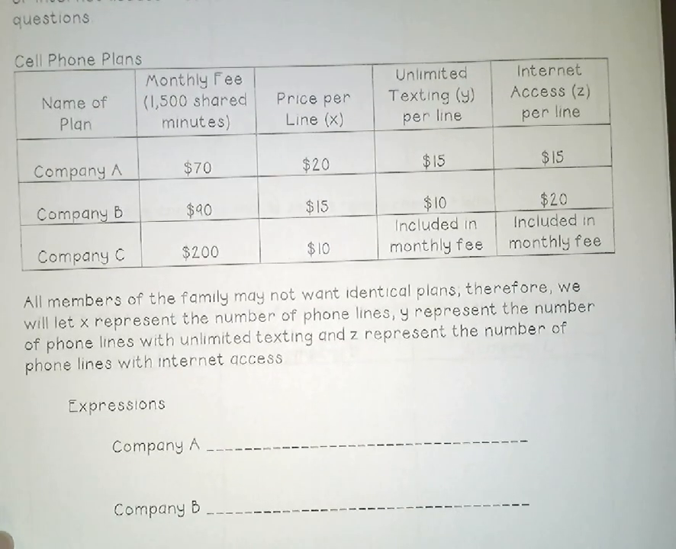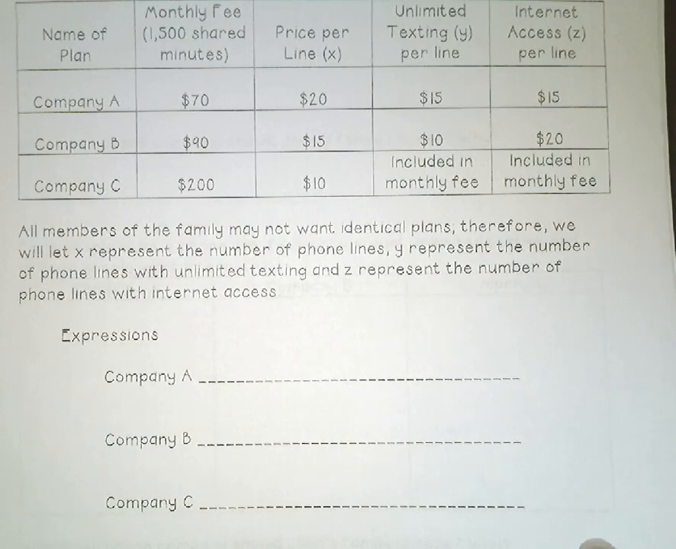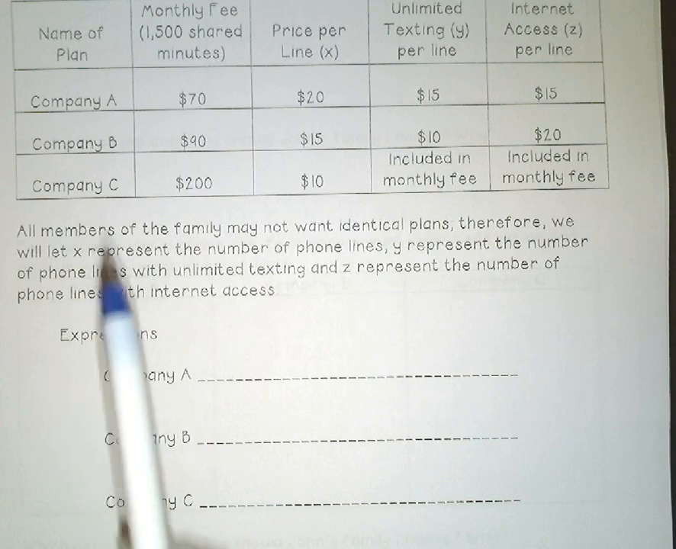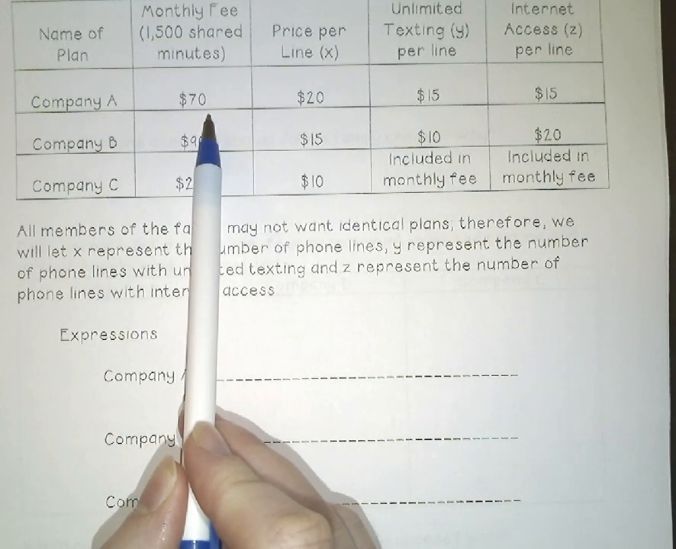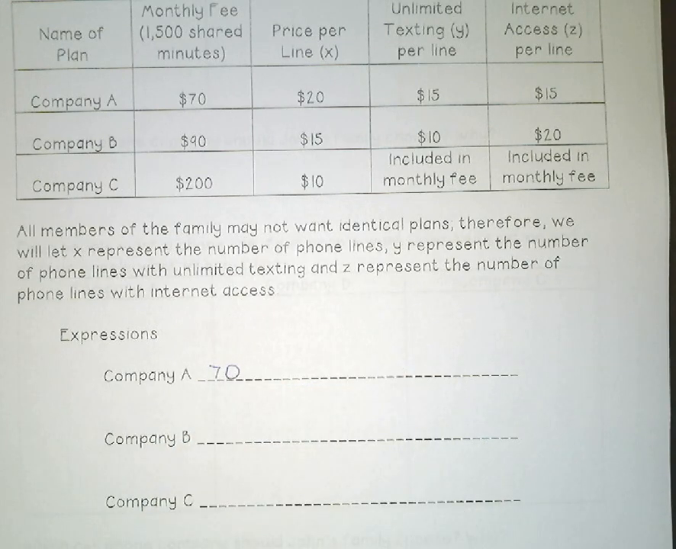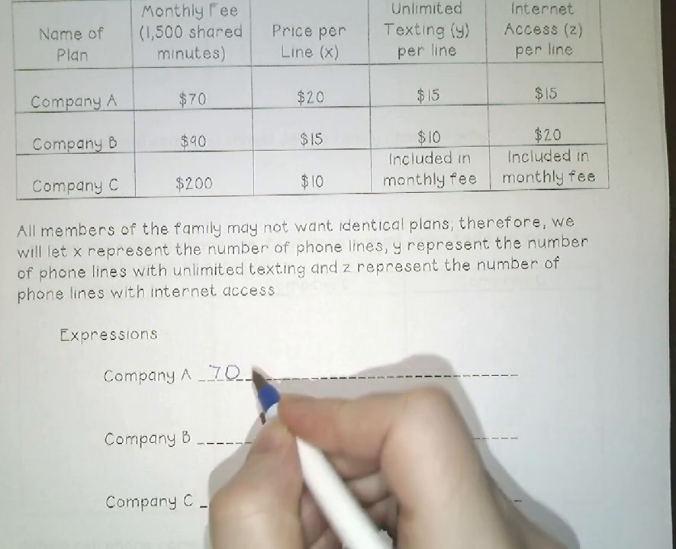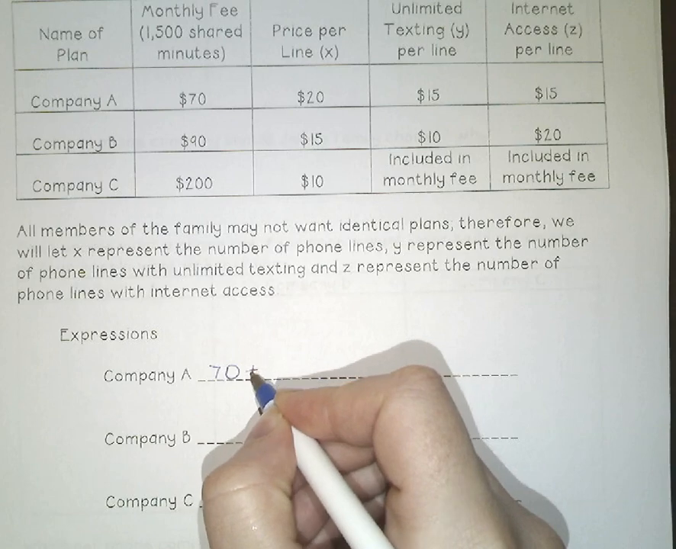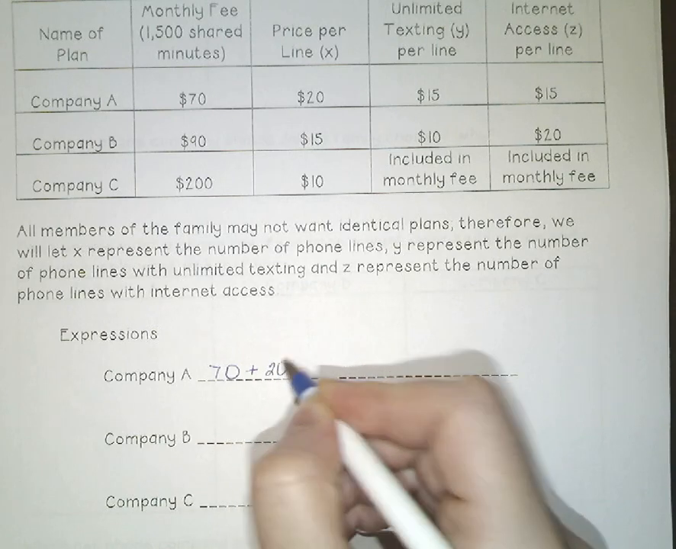So what we want to do right now is to write expressions for each company that will give us how much total we will need to pay for each company. So, for example, let's look at company A. Company A charges $70 no matter what. So we are going to write that 70 as a monthly fee. And then for each line, they're asking $20, right? So we need to add that to the cost of 70 because we will have to pay extra. And that'll be 20 for each line.